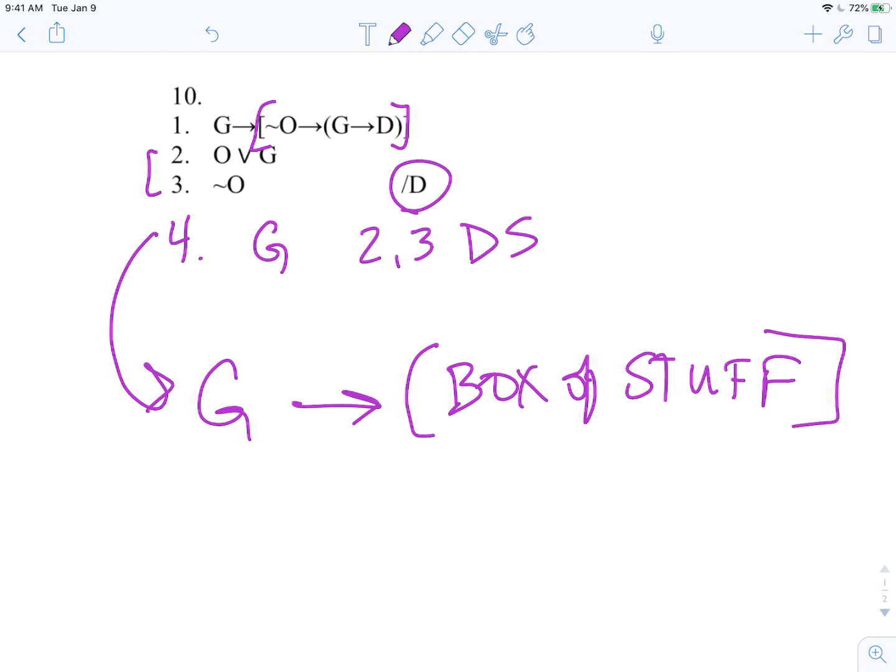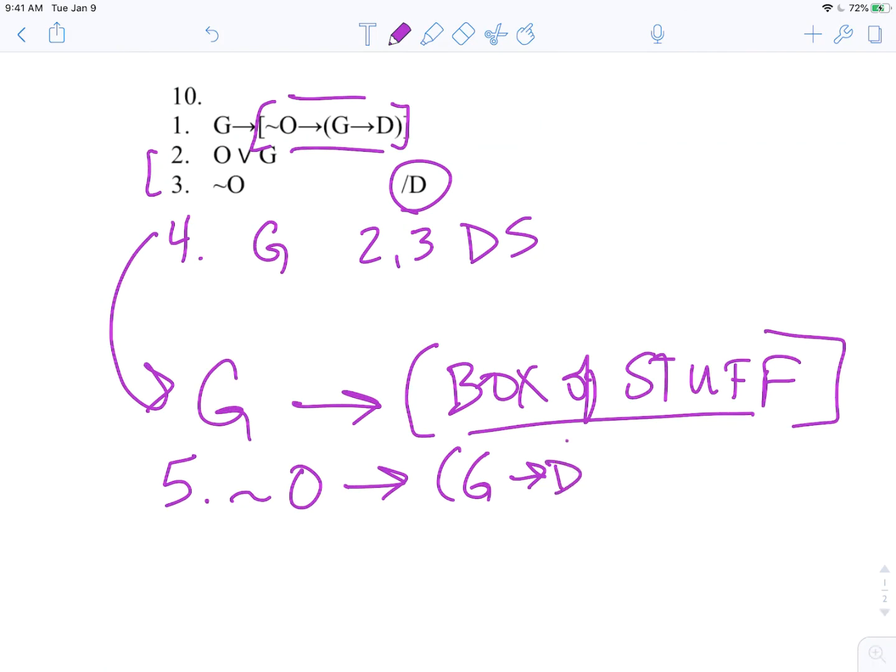If G, then box of stuff. Pretty simple. Now we know that that will give us 5, which is whatever was in the box of stuff. Well, we take it out of the box, and that gives us not O, then, well, another box of stuff. G, then D, like that. And so, right, that's pretty simple. It's 1, 4, and, well, very simple modus ponens.